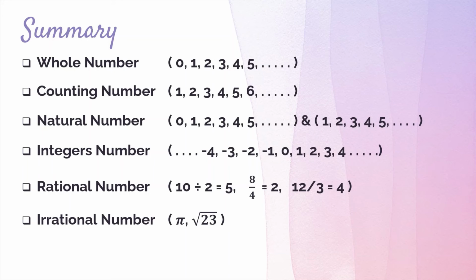While integers number, mayroon na siyang negative. So, negative 1 or negative 4, 3, 2, 1, negative 0. In between nila lagi ang 0. So, 1, 2, 3, 4. Hindi naman palaging ganyan, pero pag may binigay na number like negative 3, 2, basta may negative na number, it's an integer number. Alright, how about rational number?